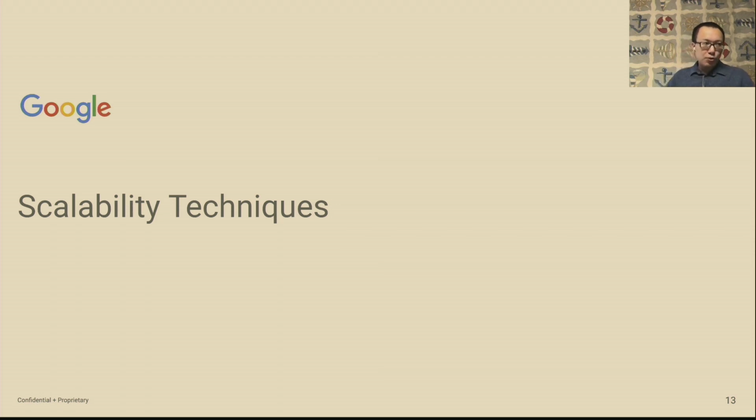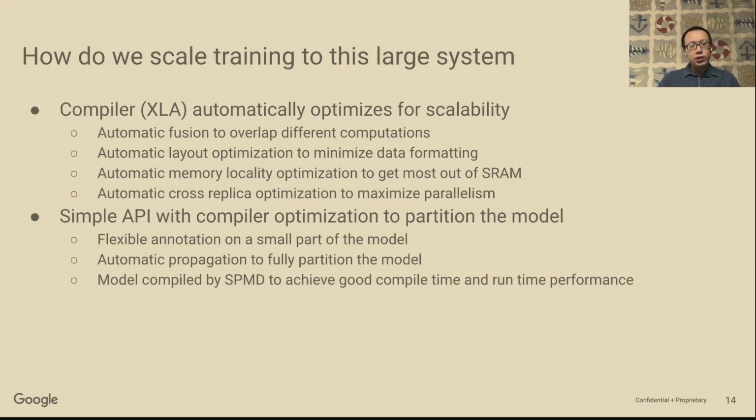After we build such a large system, the next step is to scale our workload to train efficiently on it. We all know that it's very difficult to program for a very large system, and we don't want to pass these difficulties to the user of the system. So when we initially design a software stack for the system, we want our compiler to automatically optimize for both performance and scalability. And we also want to design a very simple API that can combine with the compiler optimizations to partition the model and enable model parallelism.